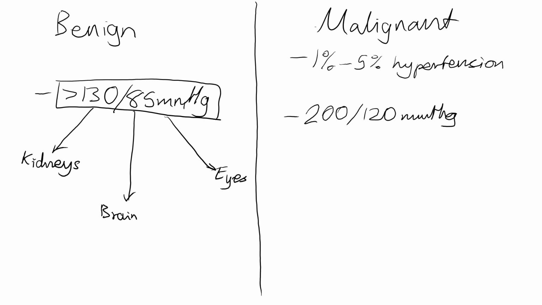So in review, if we look at the difference between benign and malignant hypertension, benign hypertension is having a relatively lower but still hypertensive blood pressure for an extended period of time, causing gradual destruction of organs. And malignant hypertension is having this very, very high blood pressure, but for a very short period of time, and that can cause quite detrimental symptoms and effects on the body.